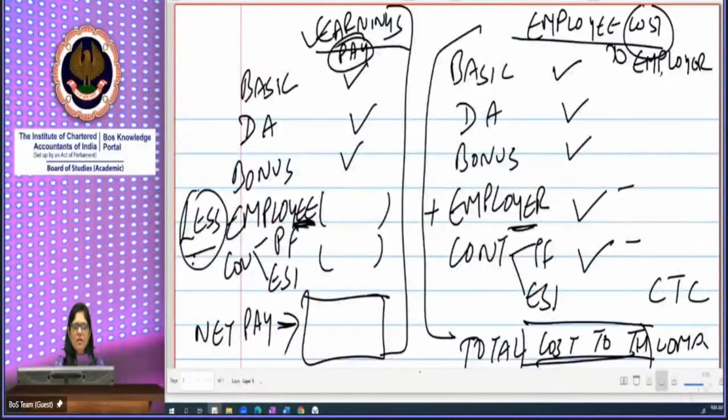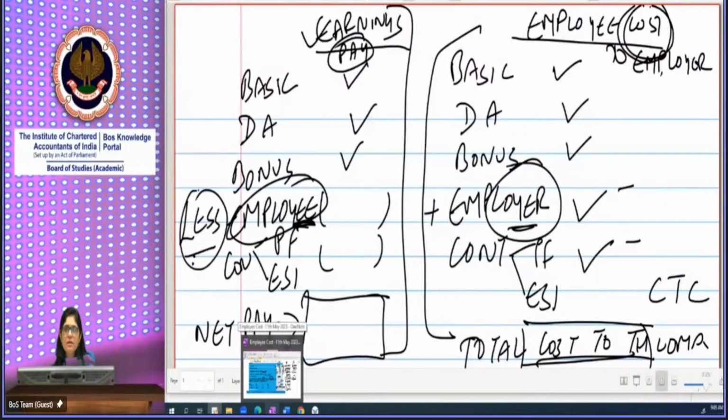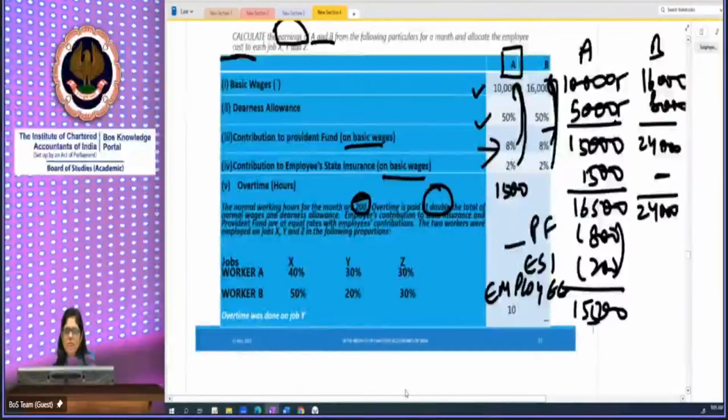Whenever we calculate earnings, we take employee contribution. Whenever we calculate cost, we take employer contribution. This is very, very important to note. Clear? So here we are calculating earnings. So in earnings, we have taken employee contribution as deduction. And when we calculate cost, we add employer contribution.